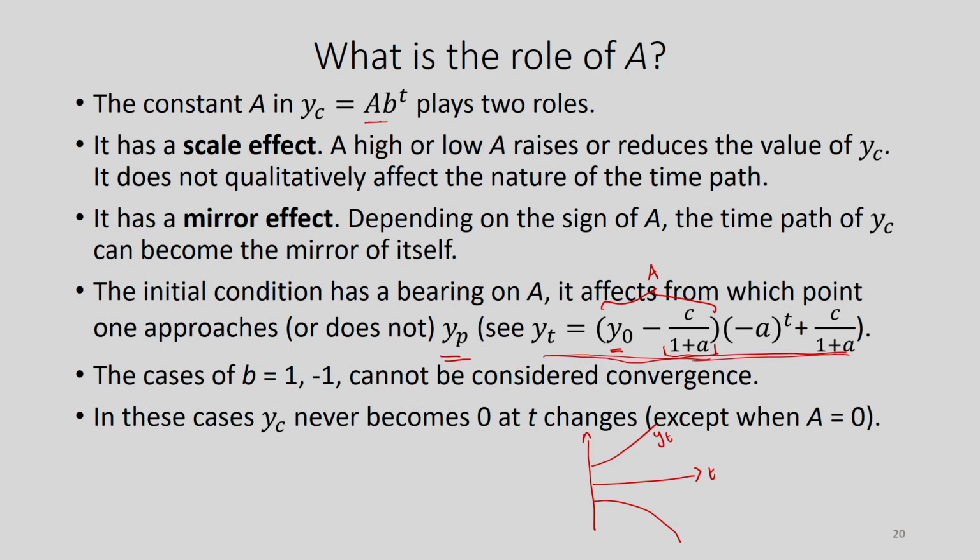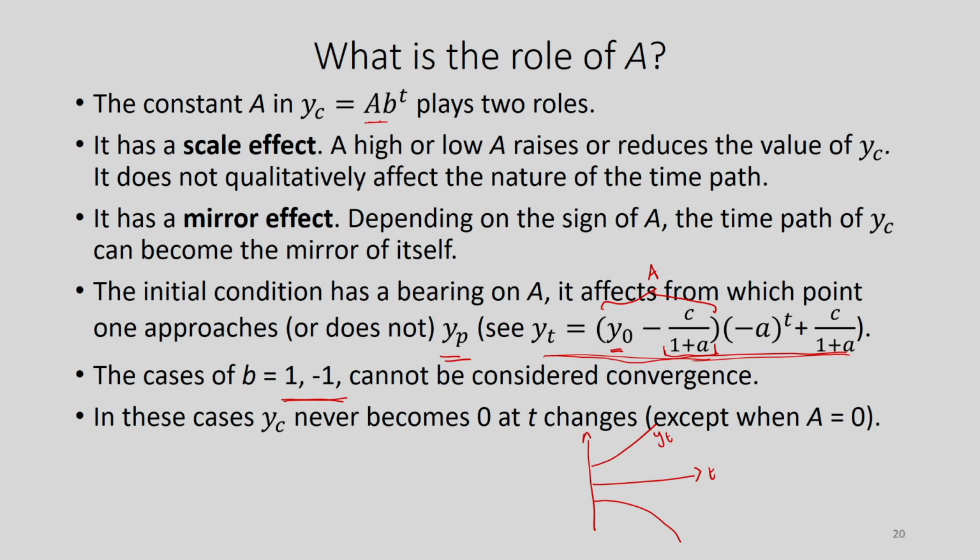So, initial condition has a bearing on A. The cases of b is equal to 1 and b is equal to minus 1. These are the two borderline cases where b is taking certain specific values, plus 1 or minus 1. Now, these two cases cannot be considered to be cases of convergence.